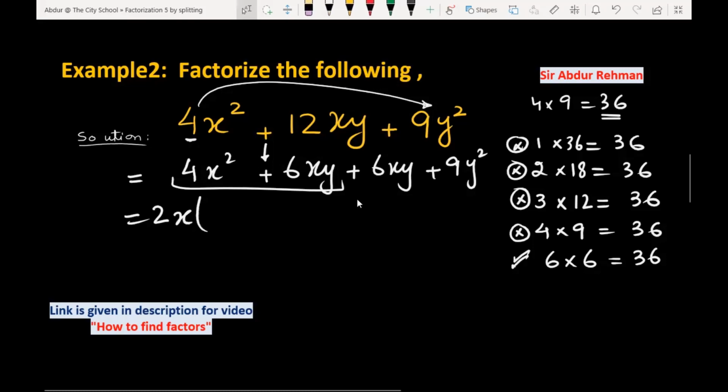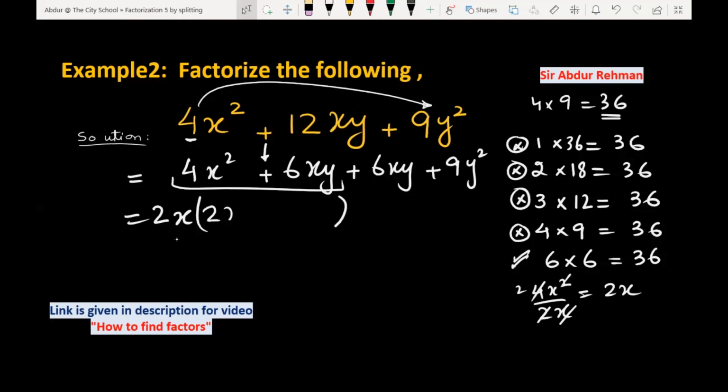Now in the bracket, 4x square divided by 2x. X cancels, 2 ones are 2, 2 twos are 4, so 2x. Write down 2x, and 6xy divided by 2x: x by x cancels, 2 ones are 2, 2 threes are 6, so 3y, positive 3y.